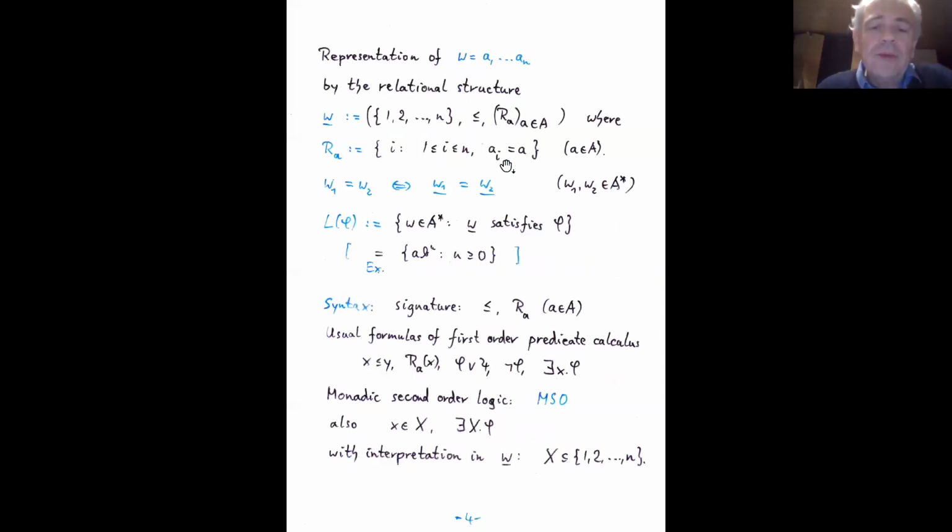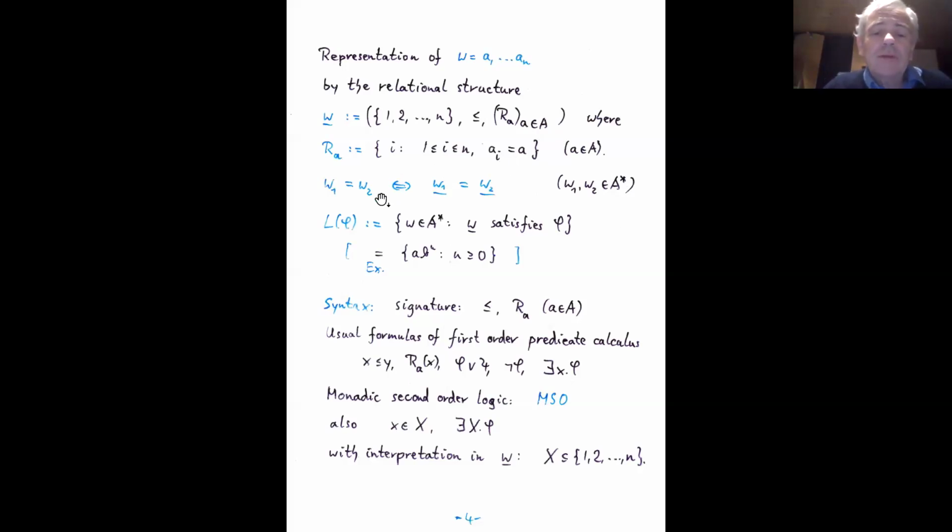Okay. Now I want to make this more exact. So we want to talk about words. These are sequences of symbols. But in logic, we need a relational structure for talking about it. So we have to represent the word by a relational structure. And as underlying set, we take the set of positions, 1, 2, 3, up to n, and the usual smaller than relation from the natural numbers, and then unary predicates for every letter, and R a comprises all positions between 1 and n where we have letter a, so where a i equals a.